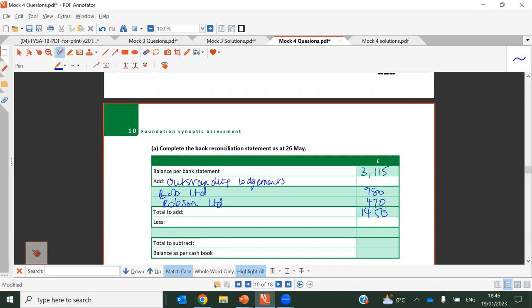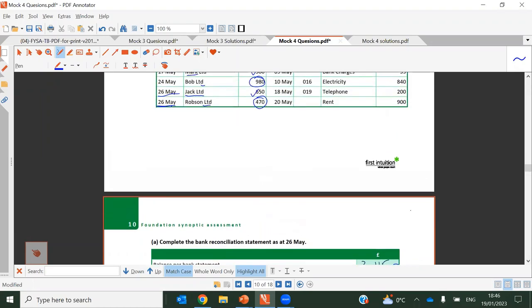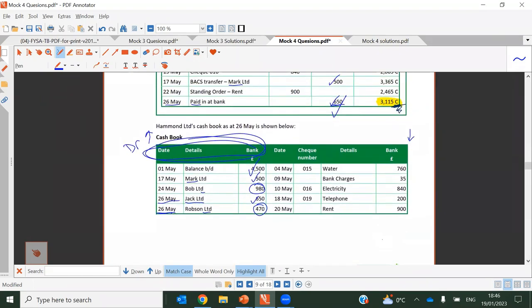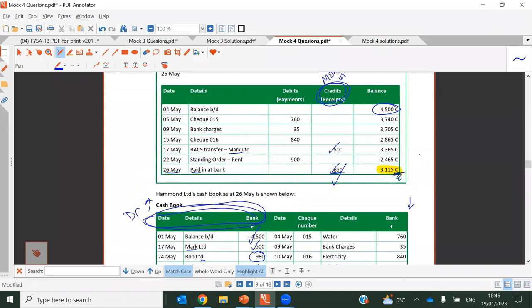However, I unfortunately can't log into the bank and just add that money on myself. It'd be chaos if people were allowed to do that. It's not that it won't clear, we're hoping that it's not that it won't clear. It will come in, so it's just a timing difference. So I'm going to want to add the £1,450 to the current bank balance of £3,115.